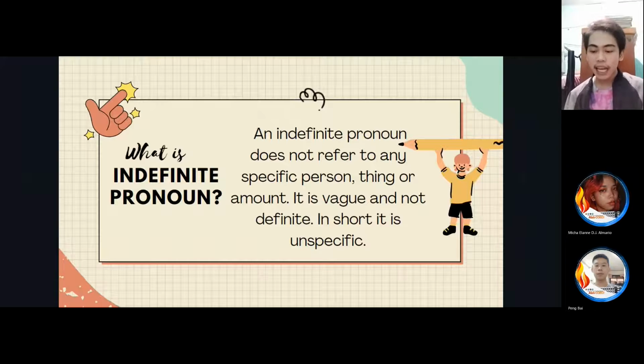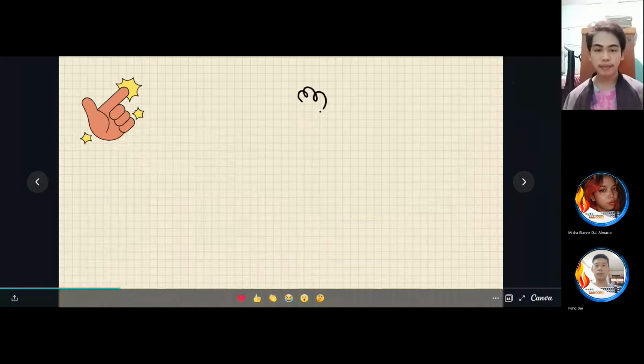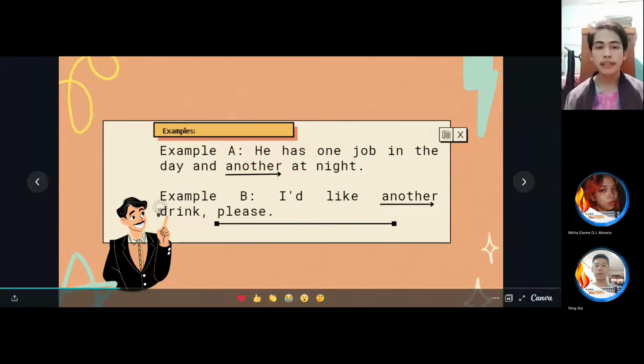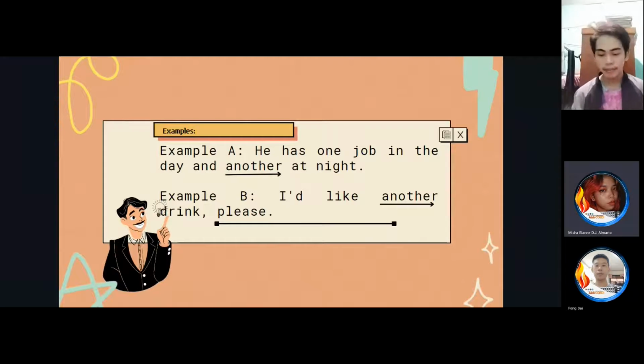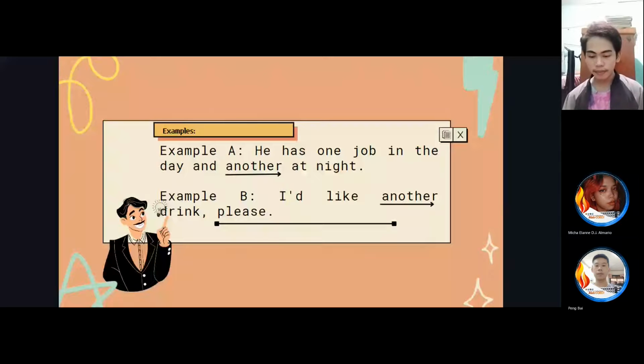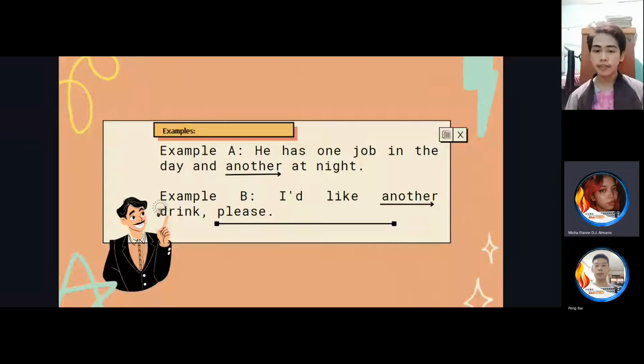But first, let me give some examples for a better understanding. Next slide. Micah, please read example A. Example A: He has one job in the day and another at night. Can you please tell us what is the indefinite word used in that sentence? The indefinite word used is another, sir.